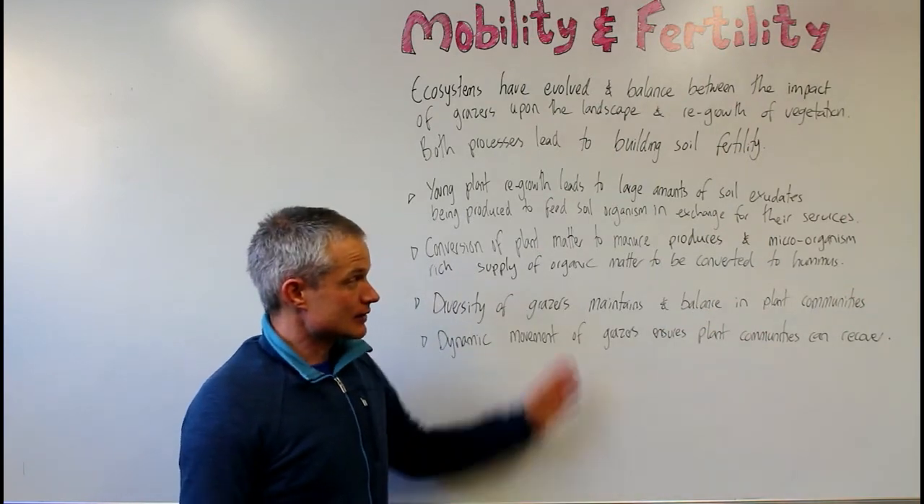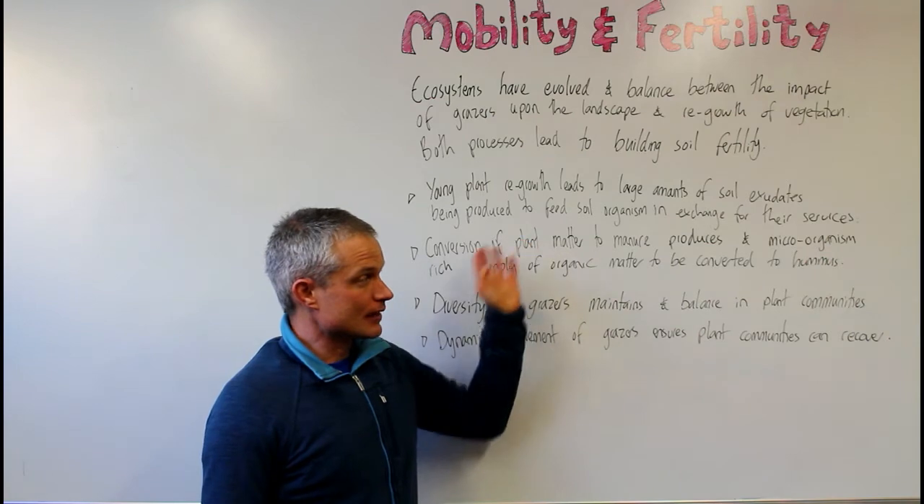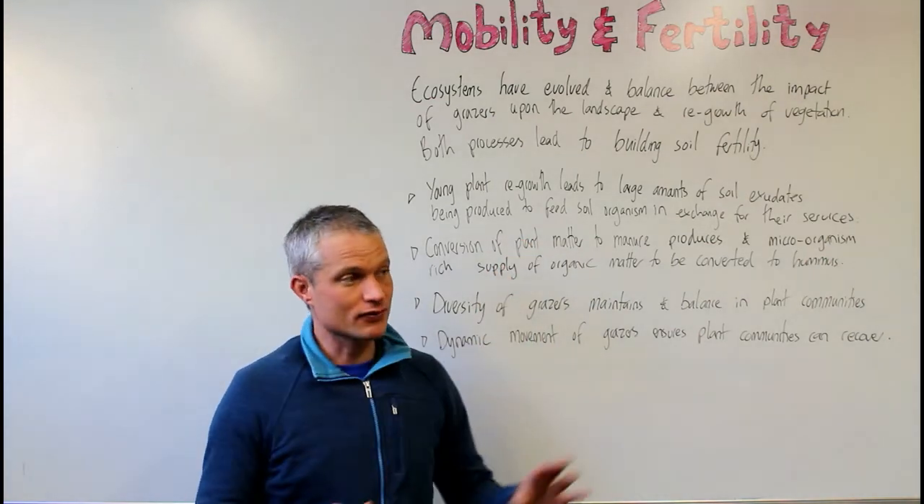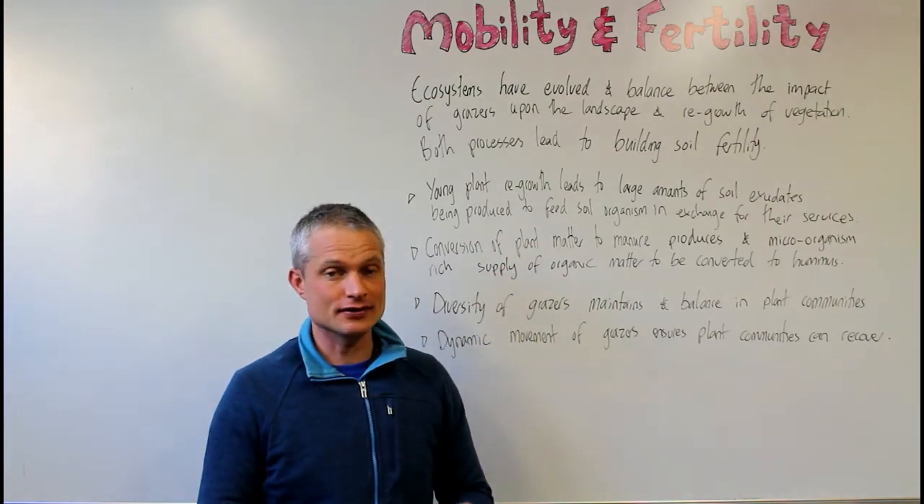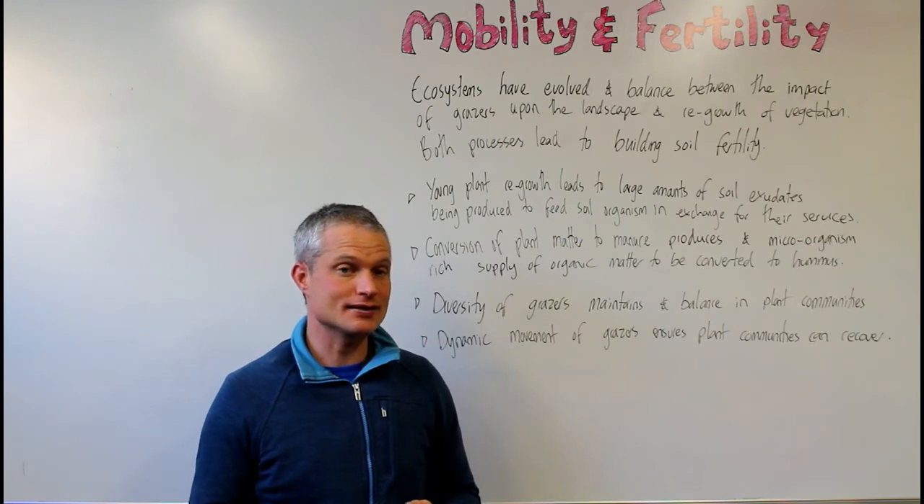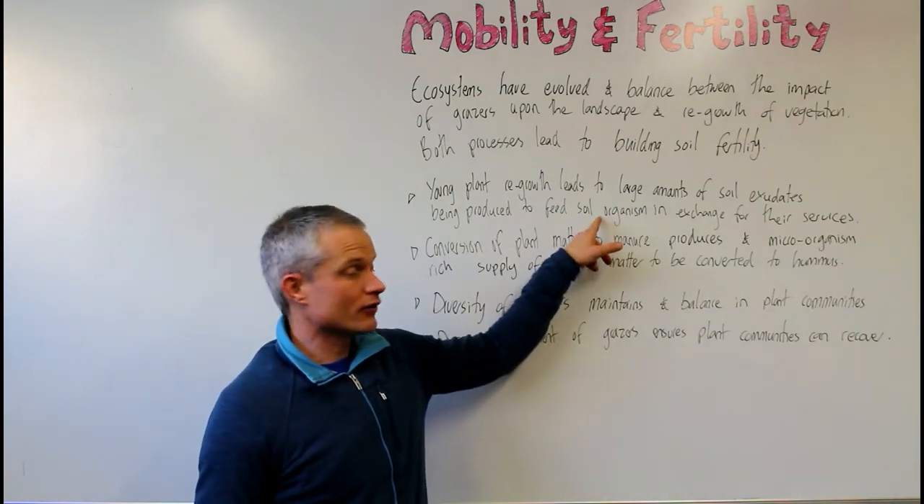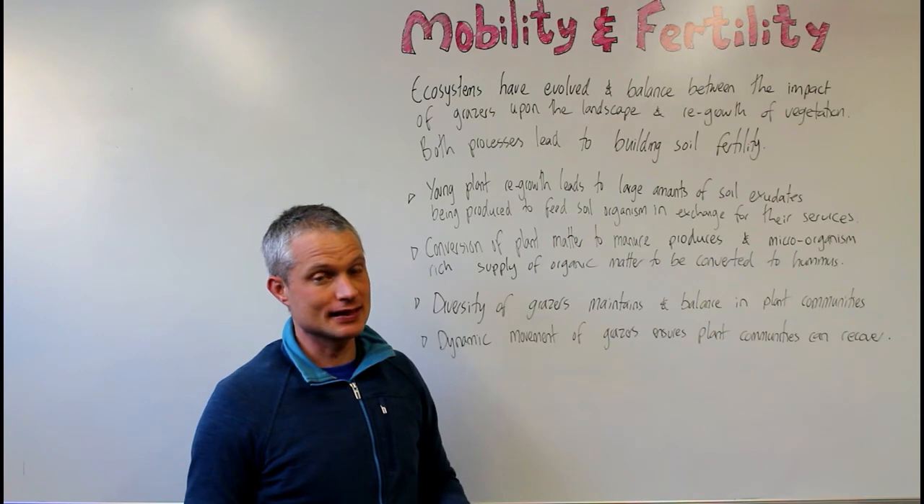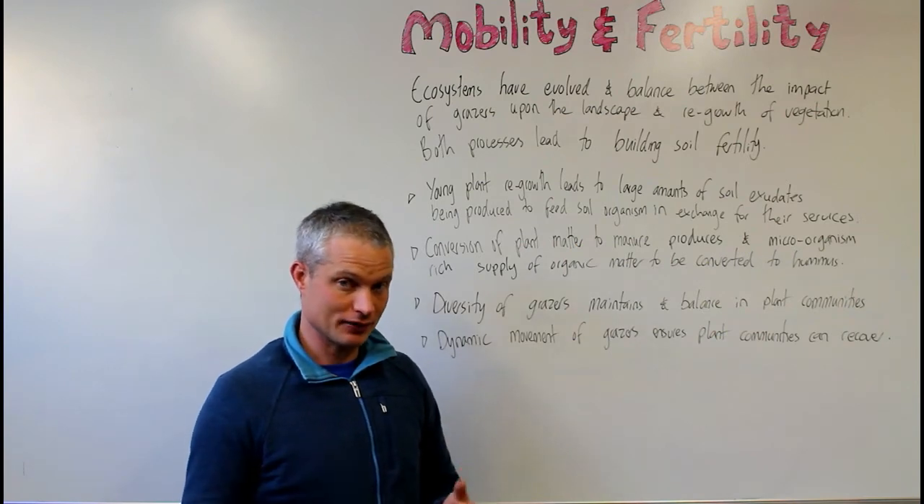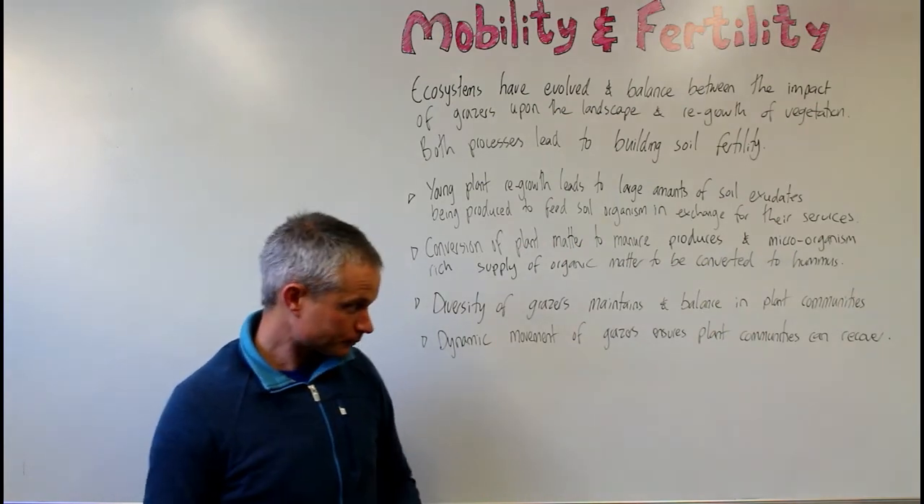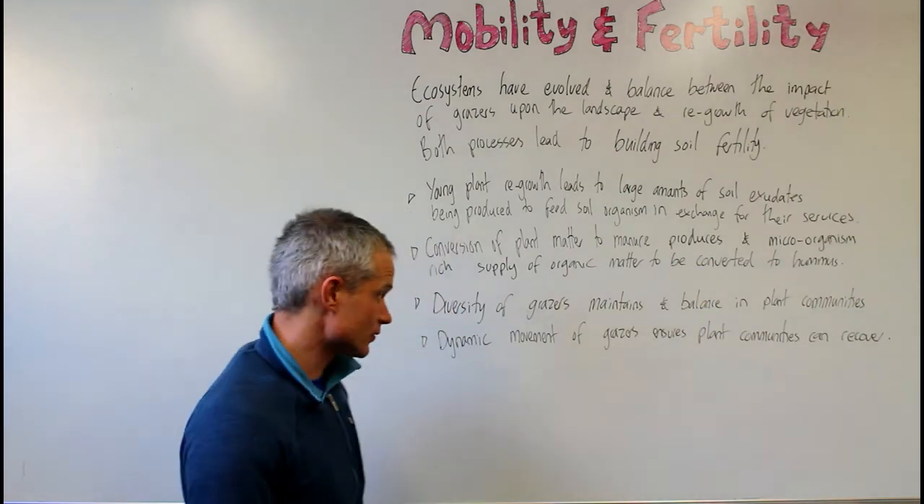So it's the action of the grazers and the browsers through that landscape as far as the regrowth of the soil is twofold. One is the regrowth of the plant community, putting out those exudates, and then the conversion of those plant communities into manures to help build up the organic matter into the soil.